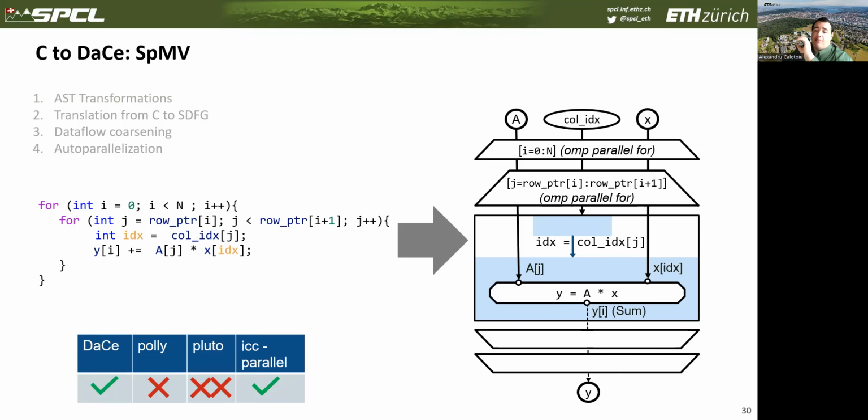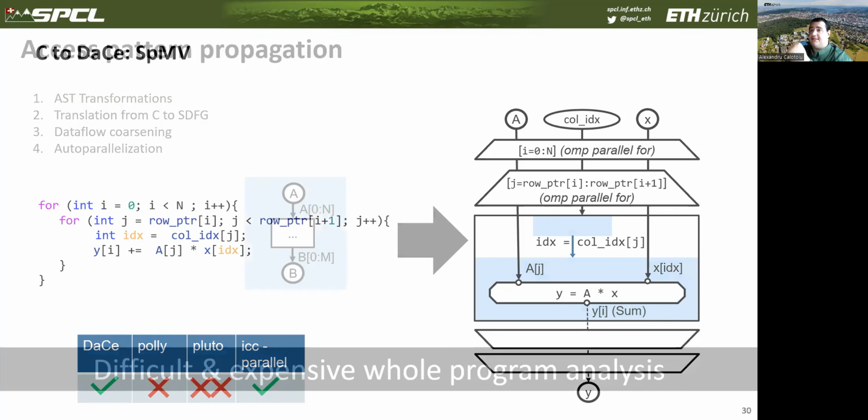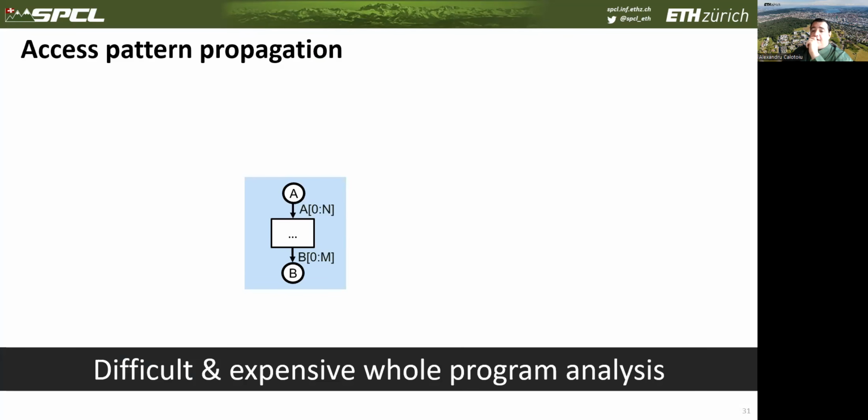Now, so far, I have only discussed very small kernels. However, one of the barriers in optimization is the fact that whole program analysis is difficult and expensive. And we introduce in DaCe a transformation called access pattern propagation, which has the benefit of allowing us to improve performance in the analysis and transformation of a program representation.